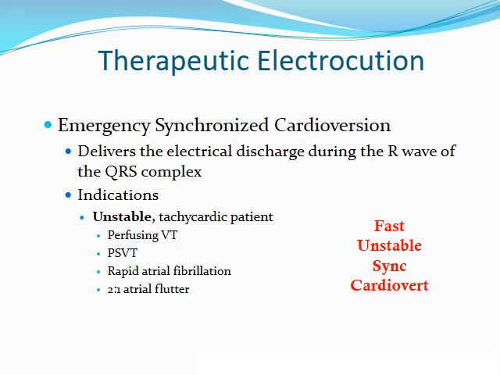They have altered mental status. They have signs of acute heart failure, which is JVD. They have chest pain. They are hypotensive, or they have signs and symptoms of shock. They're pale, cool, diaphoretic. If they have those, they are unstable, and they only need one because they're all serious. And fast, unstable, synchronized cardioversion: perfusing VTAC, PSVT, AFib, A-flutter.